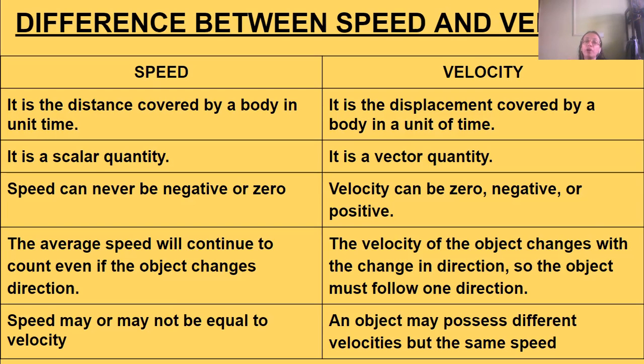Now, speed may or may not be equal to velocity. An object may possess different velocities, but they have the same speed. Velocities may differ because the direction may differ, but the speed will be the same. Okay.